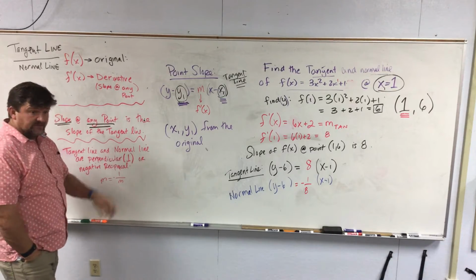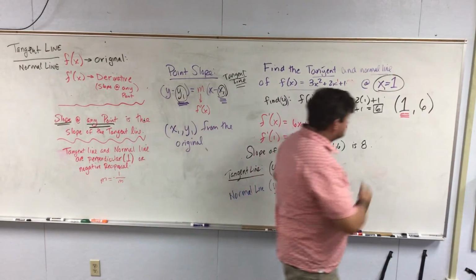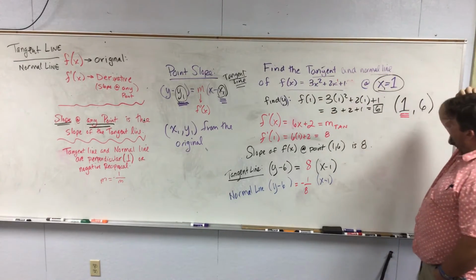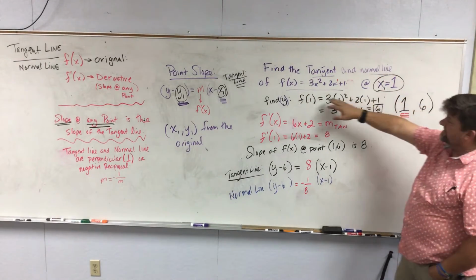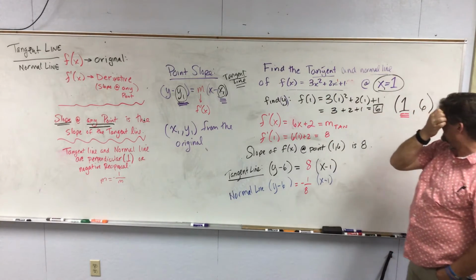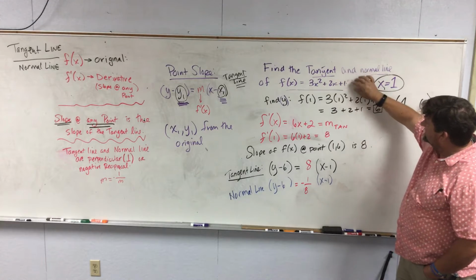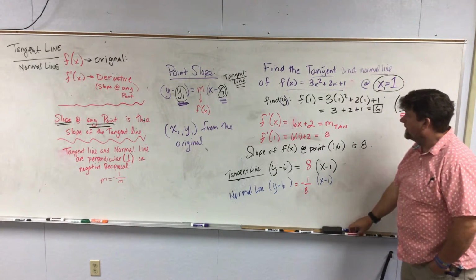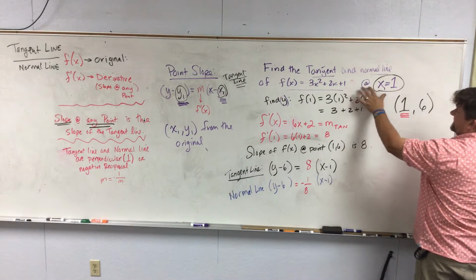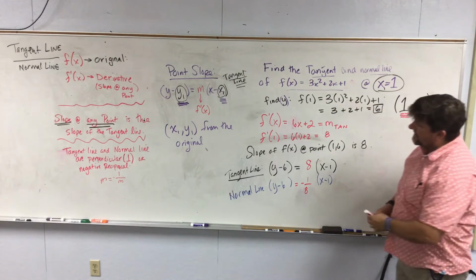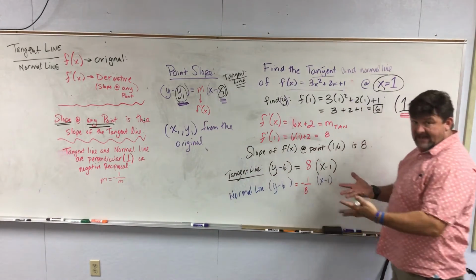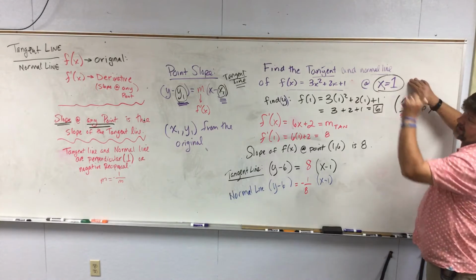So how do we tackle something like this? Let's slide over here. Find the tangent line and the normal line of this specific function: f of x equals 3x squared plus 2x plus 1. Now, I have a given value, x equals 1. So technically, I already have x1. I don't have y1, and I need it. I need it from the original function.